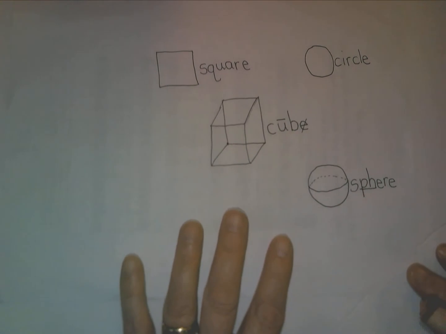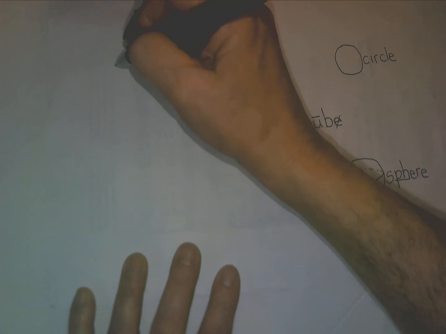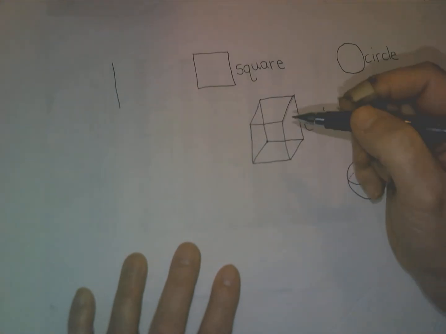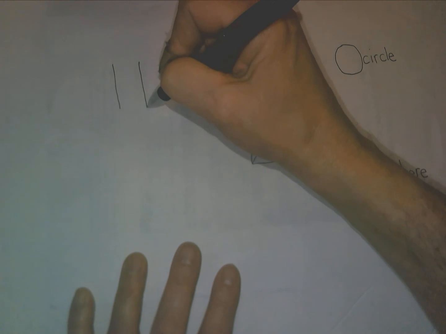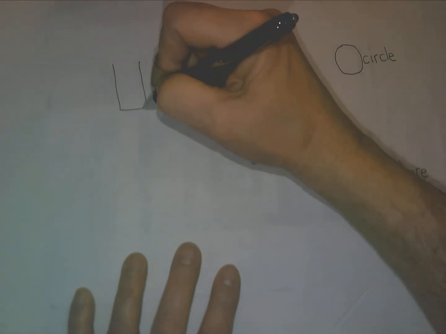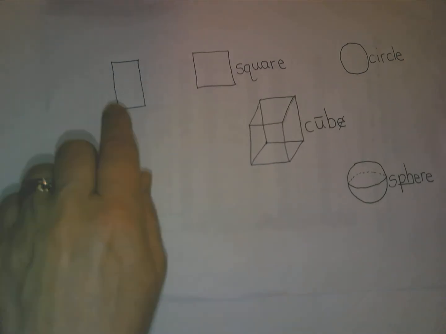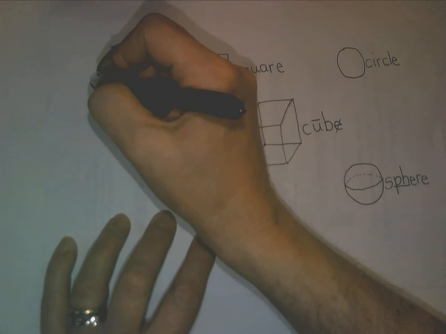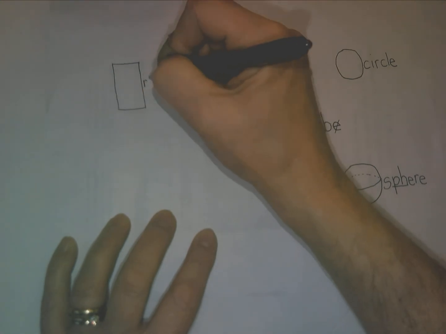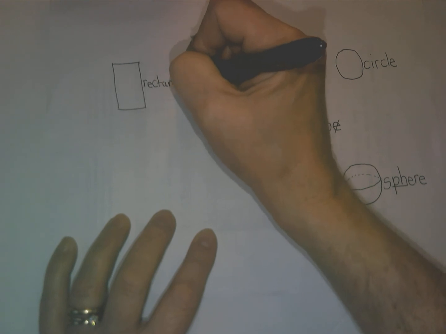I'm going to move this over here and draw a rectangle. Remember, a rectangle is kind of like two long sides and two short sides. That's our rectangle. Sort of like an 11, and then you put a top and a bottom on it that's short. This is a rectangle. Let me write that small enough to fit in there. Rectangle.